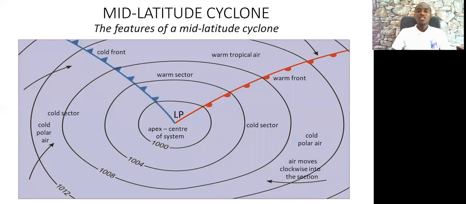These are the features of a mid-latitude cyclone. Whenever you see this, you know we are talking of a mid-latitude cyclone, okay? Because what do you see about the mid-latitude cyclone? You can see that we have a cold front. The cold front is leading the cold air. So here we have cold air, and the cold air is led by the cold front.